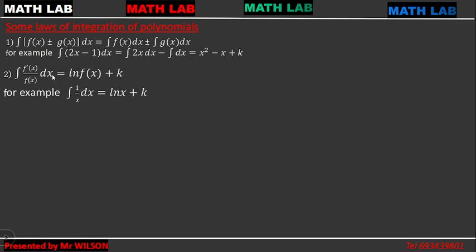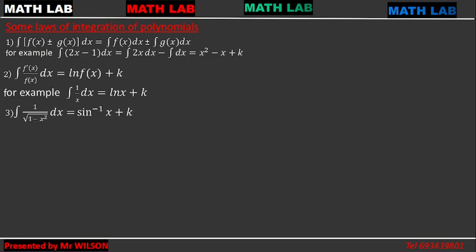Now the second law is the integral of f'(x) over f(x) dx equals ln of f(x) plus k. For example, the integral of 1 over x, where 1 here is f'(x), because when you differentiate x you get 1. So the integral of 1 over x dx equals ln x plus k. Straightforward. For this law to be applied correctly, you just need to verify that the numerator is the differential of the denominator.